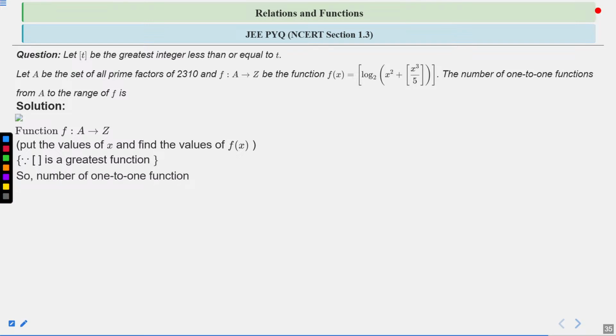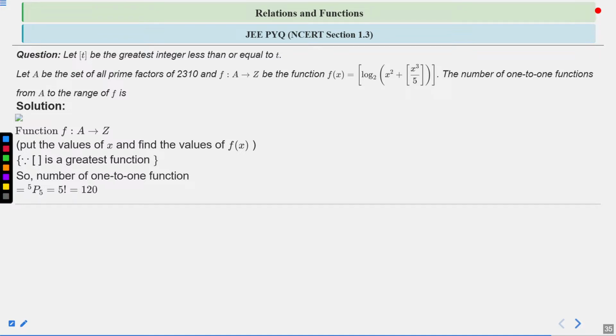So the number of one to one functions will be how much? 5P5, right? Because for each prime factor we will get a particular value of f(x). There were 5 prime factors, so for each prime factor we will get a particular value of f(x). Clear? So all the 5 values are connected to all the 5 values, so there will be 5P5 number of one to one functions, which is equal to 120. Got it?